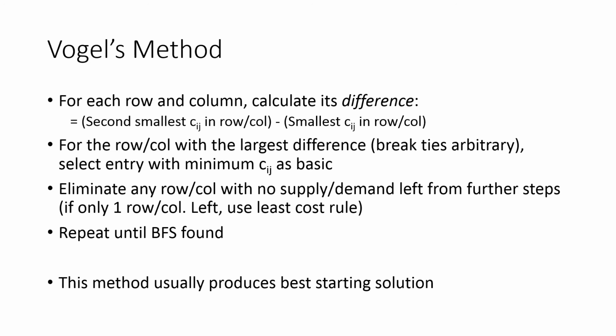So the method works as follows. For each row and column, take the smallest two costs, Cij, and subtract them from each other. Then select the row or column with the largest difference. For that row or column, select the minimum cost and allocate as much as possible to that cell, and then update the supplies and demands, and then repeat. So let's look at how it works.